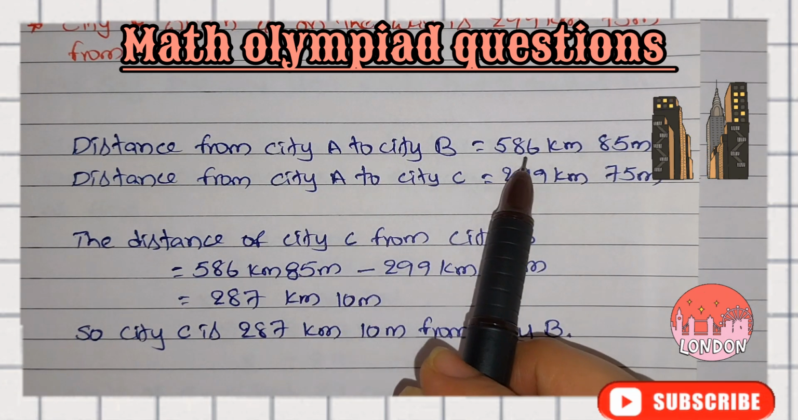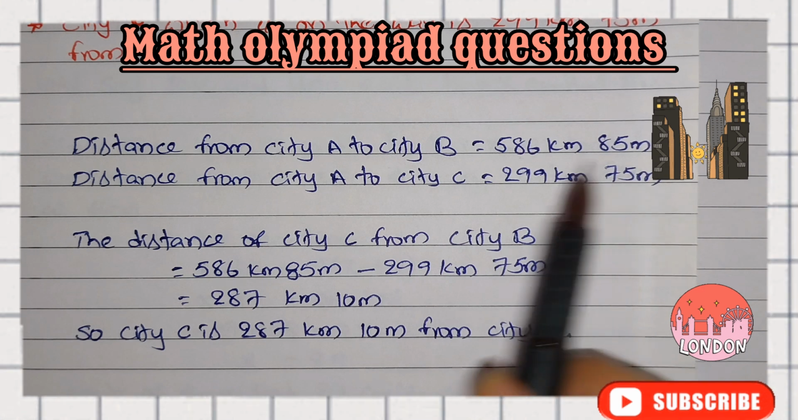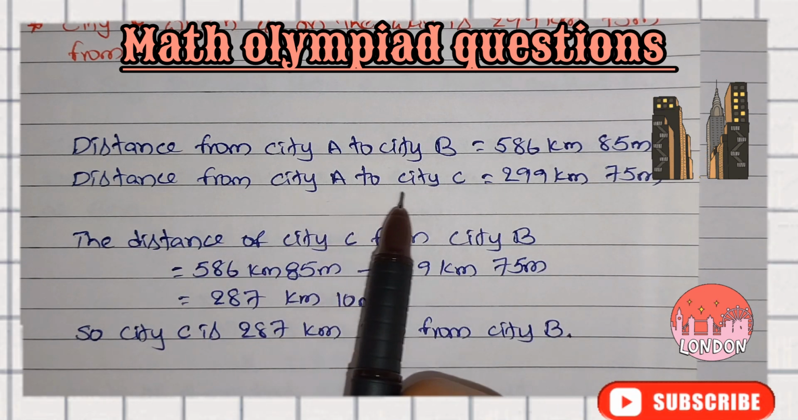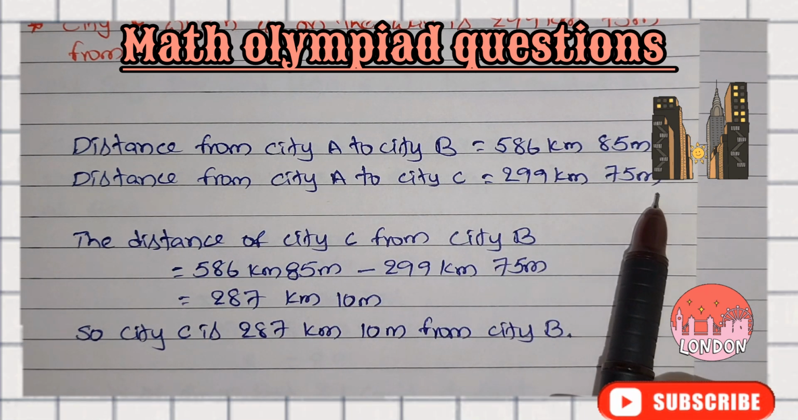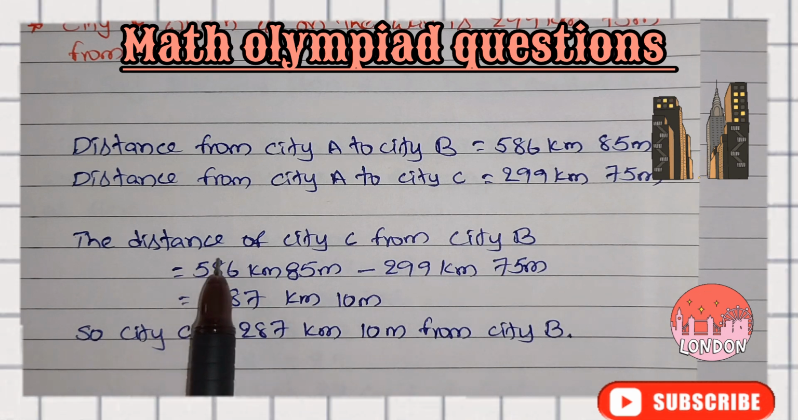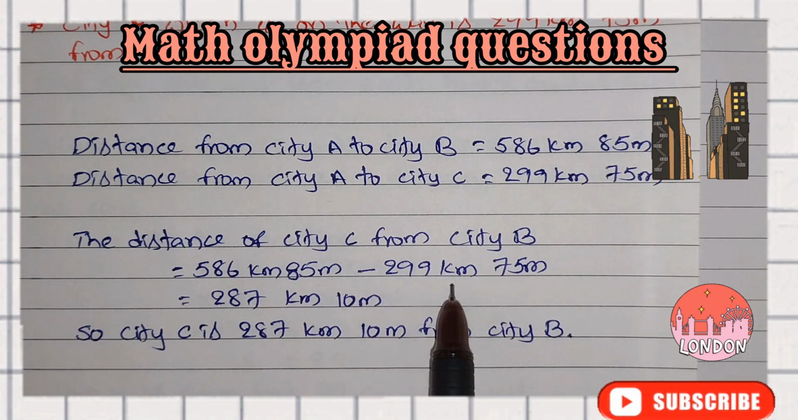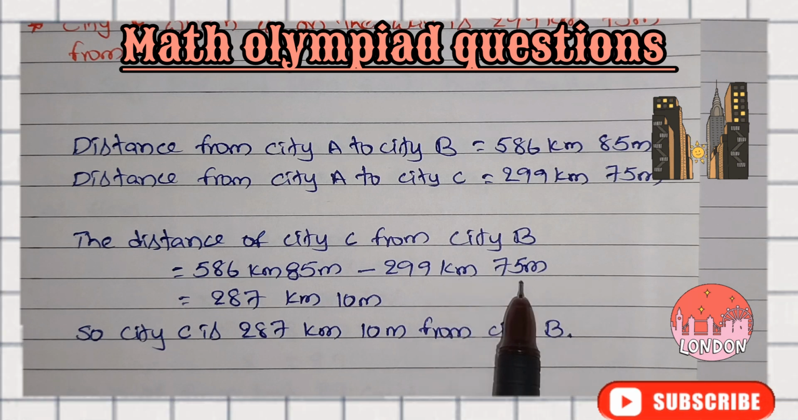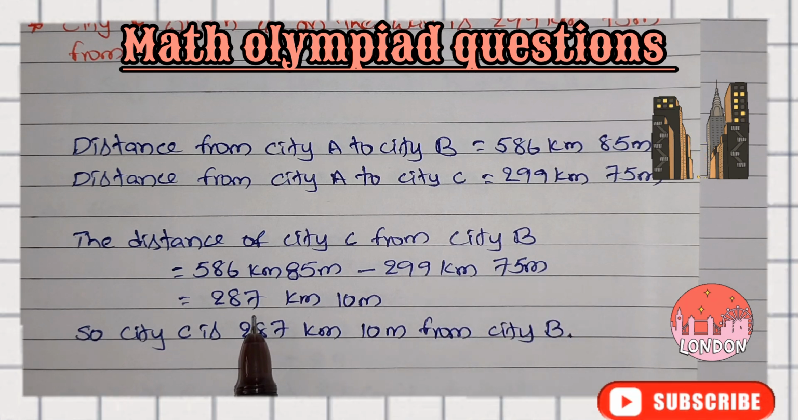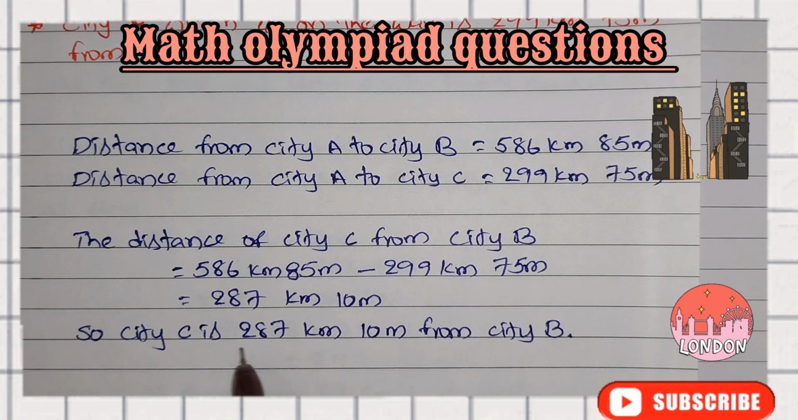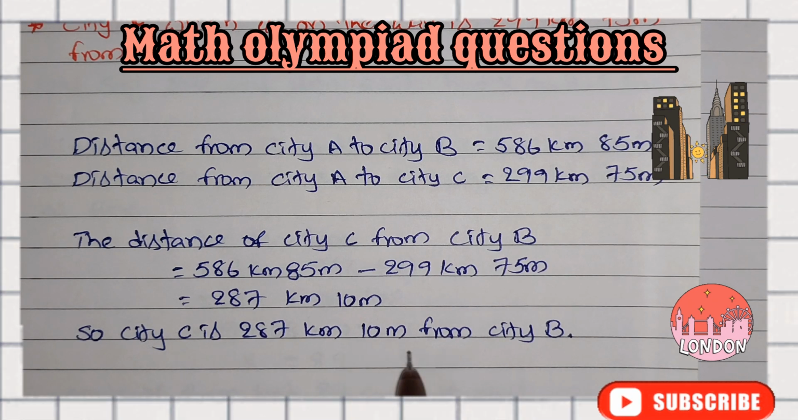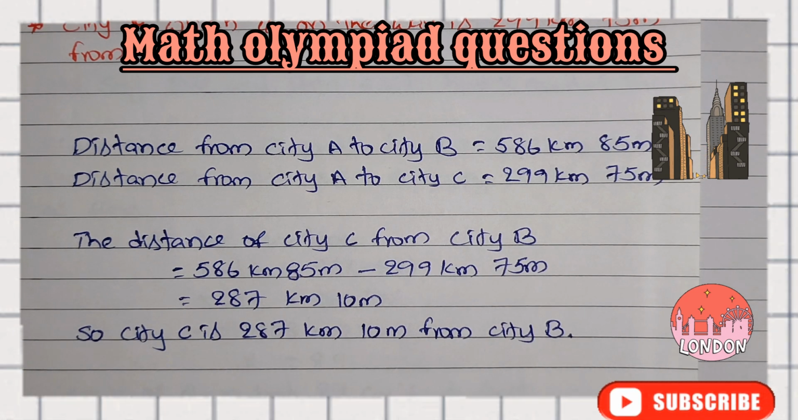Distance from city A to city B equals 586 kilometers 85 meters. Distance from city A to city C equals 299 kilometers 75 meters. The distance of city C from city B equals 586 kilometers 85 meters minus 299 kilometers 75 meters. So city C is 287 kilometers 10 meters from city B.